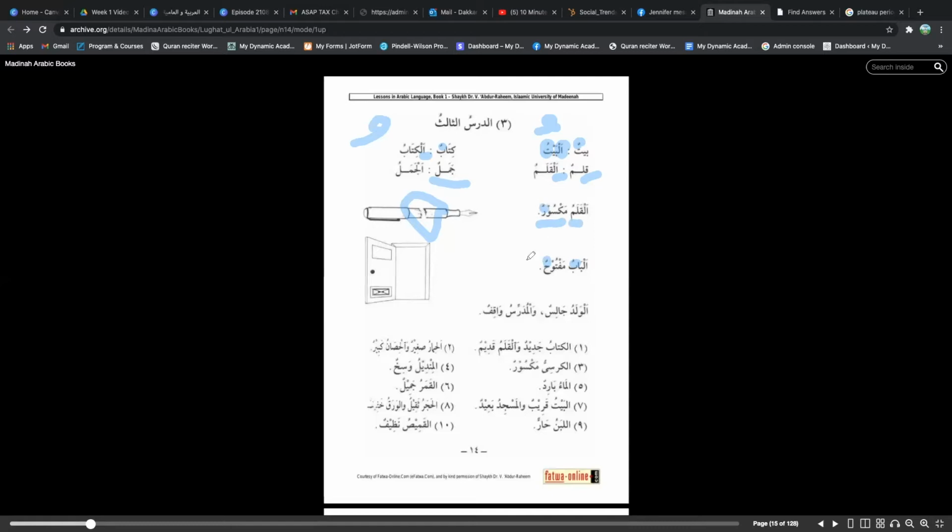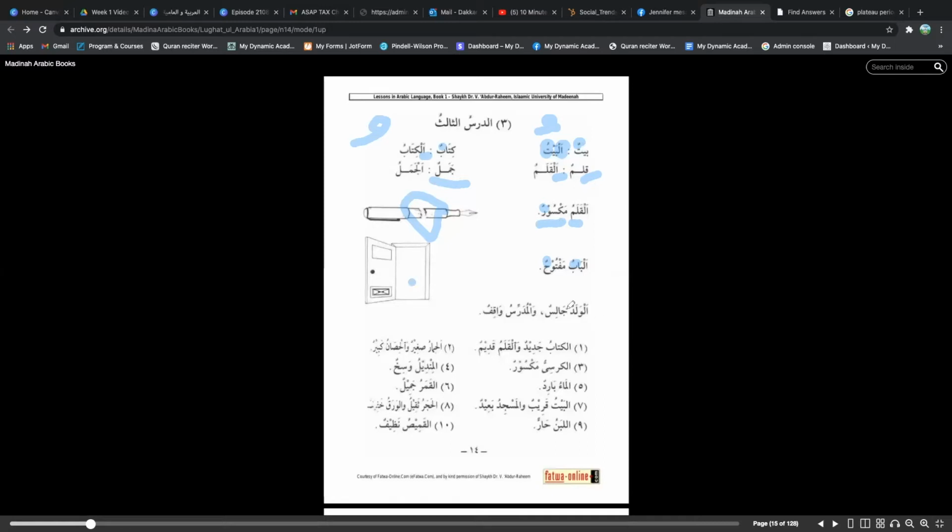This is called the adjective, the sifa. We're describing what happened or what's going on with the door. This maftuhun, it's a maf'ulun bi. It's still going to have tanween at the end, but that will change if we make it definite, and inshallah we're going to get into that. So al-babu maftuhun, the door is open.